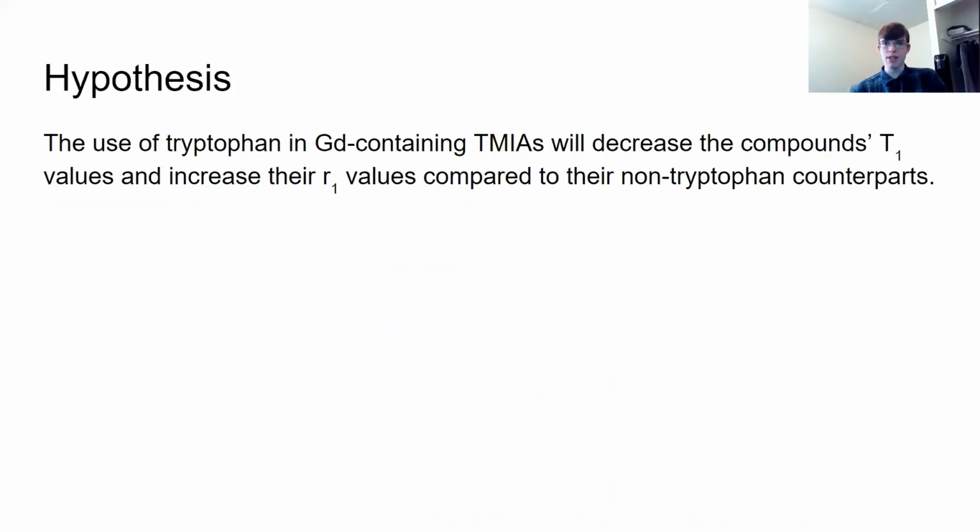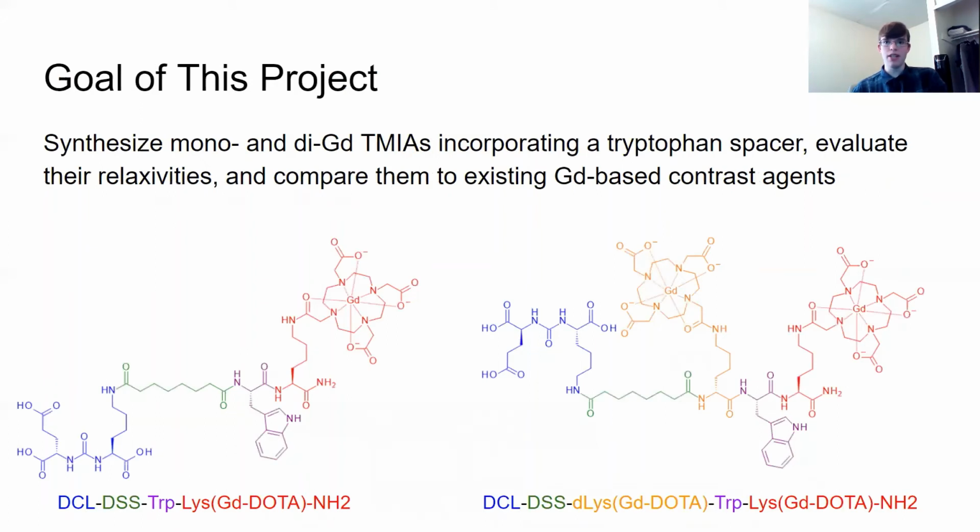The hypothesis for this project is that the use of tryptophan in gadolinium-containing TMIAs will decrease the T1 values and increase their R1 values compared to their non-tryptophan counterparts. We also believe that by creating a bigger molecule, this will also have an effect, and that will be discussed later. The goal of this project is to synthesize mono and digadolinium TMIAs, which incorporate a tryptophan spacer, evaluate the relaxivities, and compare them to existing gadolinium-based contrast agents.